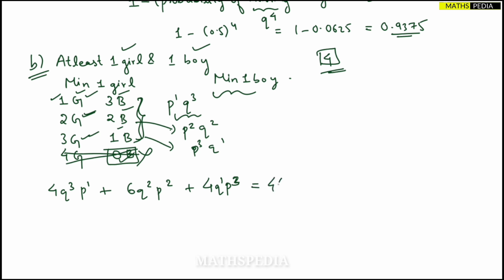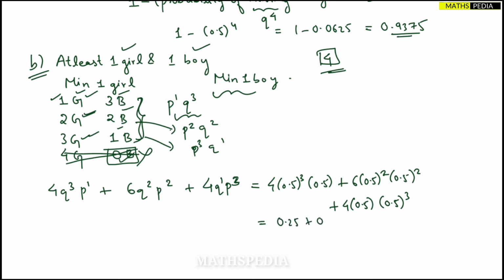Then you have to just put the value 0.5 whole cube. So I have to just add it up. So the final value will be 0.25 plus 0.375 plus 0.25. So adding all this up, it will be 0.8750. Okay, this is the final answer.